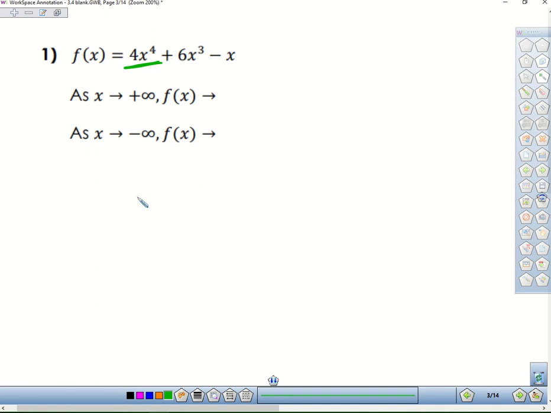This is going to tell us everything we need to know about this polynomial function. Is the coefficient positive or negative? Positive. Is my leading exponent term even or odd? Even. So this is positive even. So what does the end behavior look like for positive even?